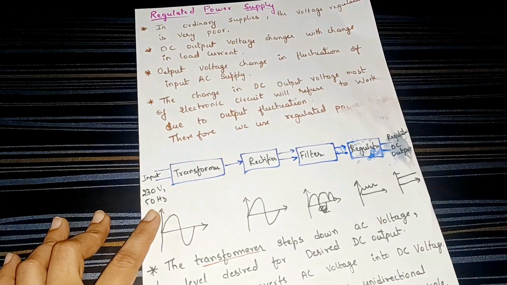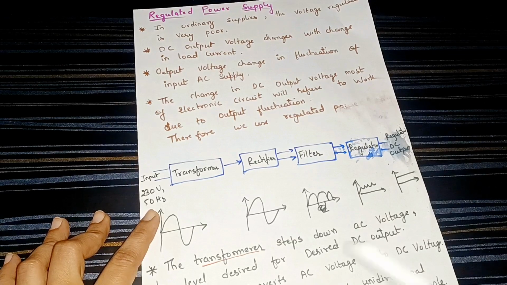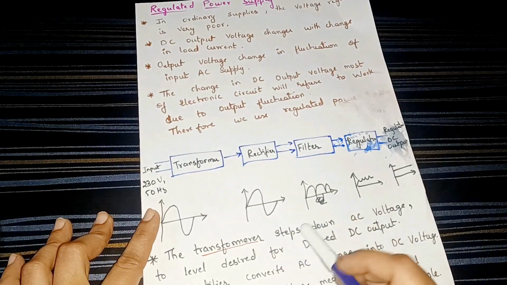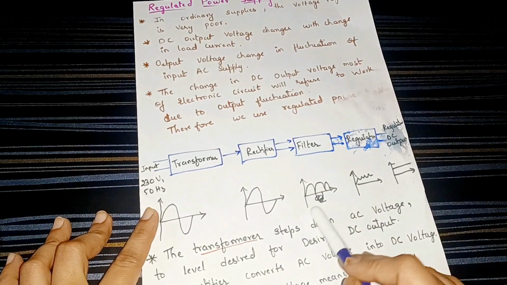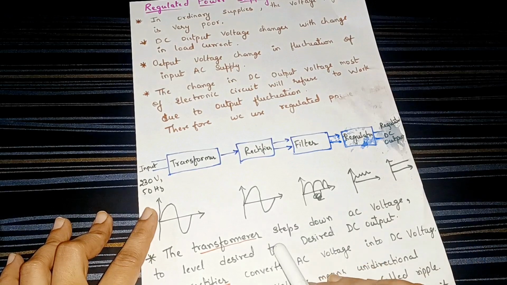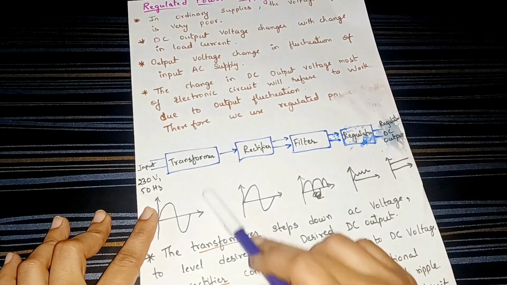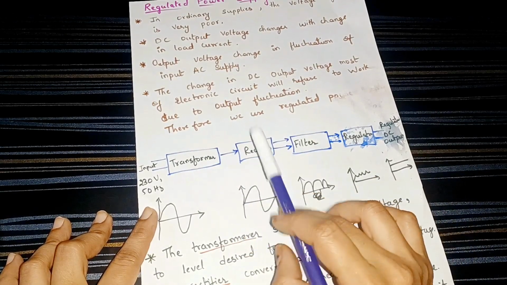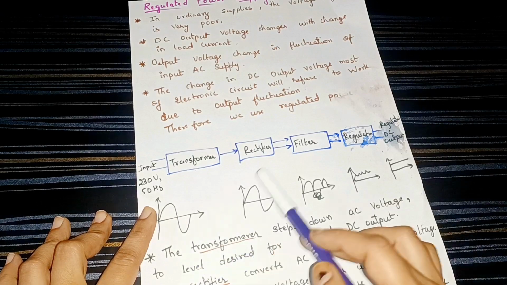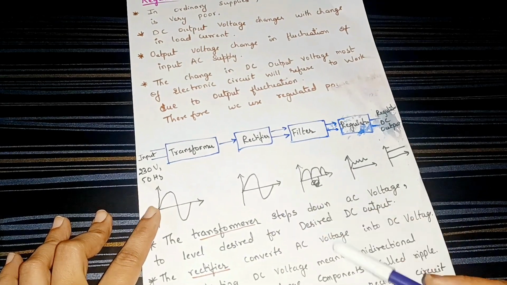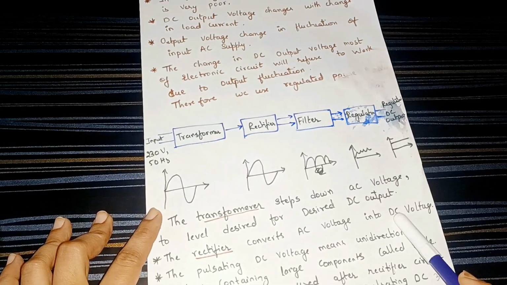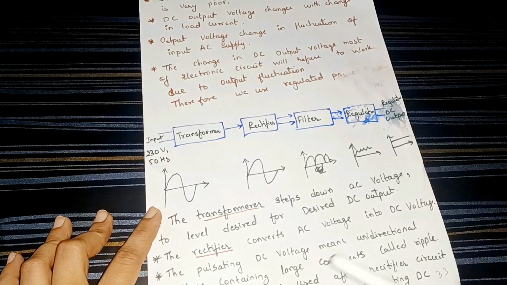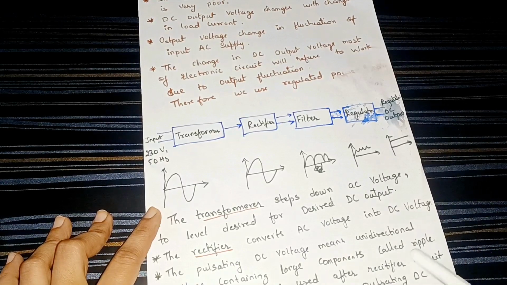Here the regulated power supply is defined in a few steps. The first step is a transformer, which steps down the AC voltage to the level of the desired DC output. The next step is the rectifier, which converts the AC voltage into DC voltage, pulsating in one direction and containing large components called ripple.